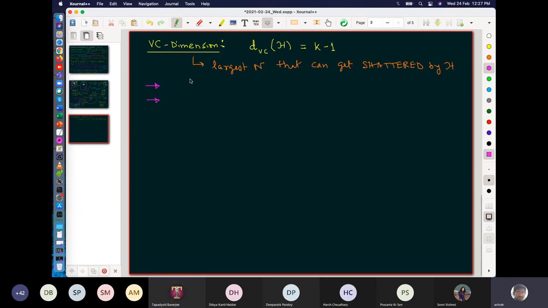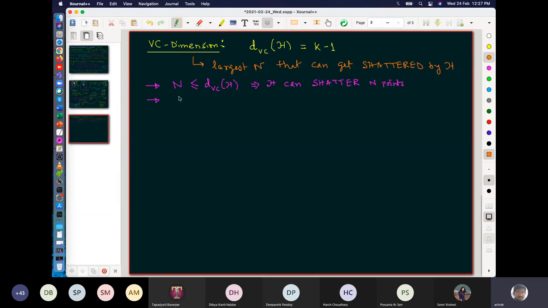You can easily follow if I write it. For all n less than or equal to d_VC of H, we can say H can shatter n points. Why is this the case? You can see k is a breakpoint, so for any n less than k, all of those values of n can be shattered. That's what the first condition is.